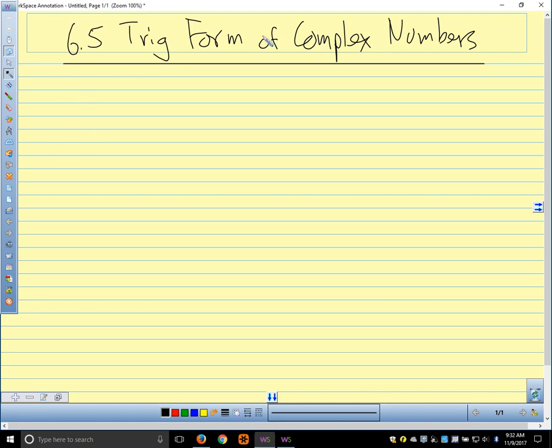And just so you know, you'll also hear this called polar form of a complex number. Trig form, polar form mean the same thing. And next semester we will study a little bit, we'll talk about polar coordinates, and then that will make a little more sense. Polar just has to do with angles.